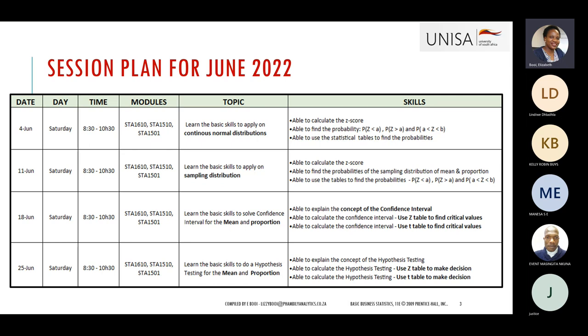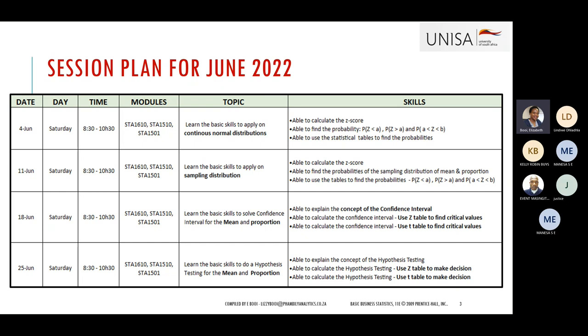Today we're doing sampling distribution, and for the following two weeks I am contemplating, because we are way ahead of where you need to be in terms of all your modules, like 1501 and 1610. I'm thinking maybe we need to take a break. If it's possible, cancel those last two sessions, and we will resume again in July.